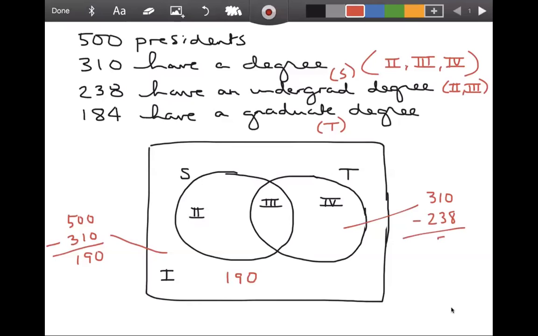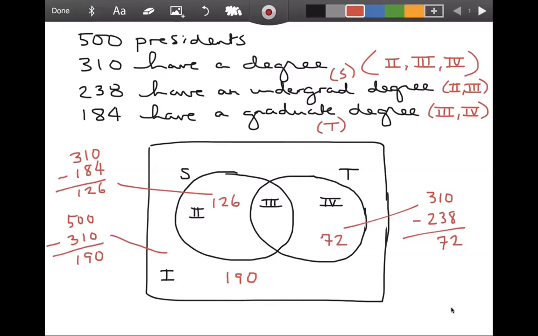So yeah, you know what made me second guess myself is I based this off the undergraduate degrees, and then I'm writing something in the graduate region. Okay, so graduate degrees, that's regions 3 and 4. They add up to 184. 2, 3, and 4 add up to 310. So that'll give us region 2 will be 310 minus 184, which is 126.